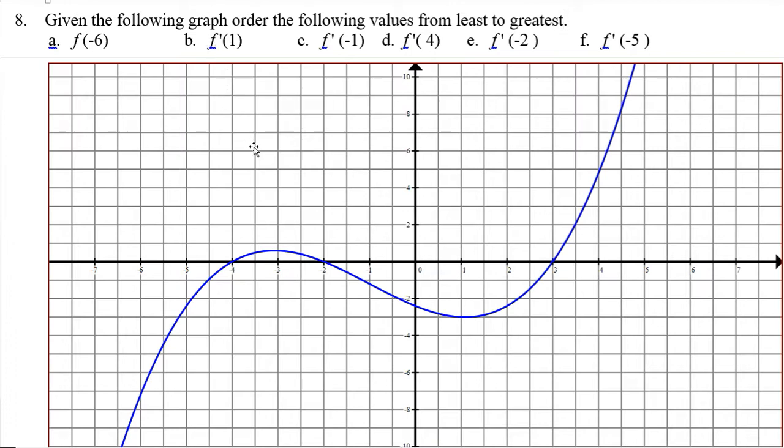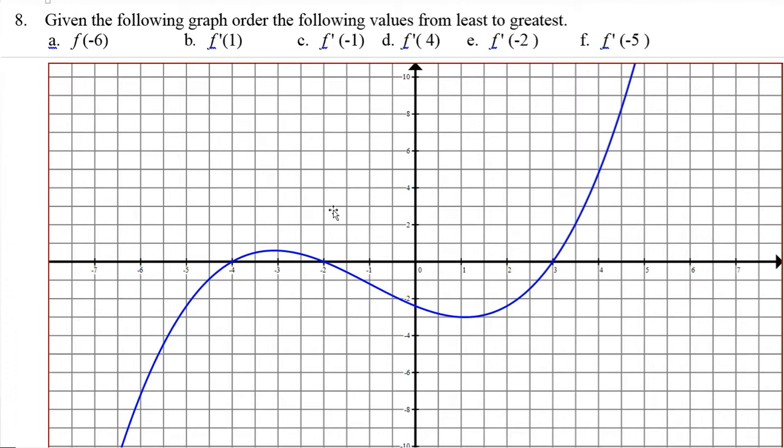F prime at positive 1 is right here. That's very close to 0. Maybe just a teeny bit negative, but almost 0 because it's almost at the minimum right there. So that's just about 0. F prime at negative 1 here is definitely a negative number. So far we know that that's less than this one at 1. F prime at 4, that's up here, so that's a positive number. Okay, so we definitely have those in order: F prime at negative 1, then F prime at 1, then F prime at 4.